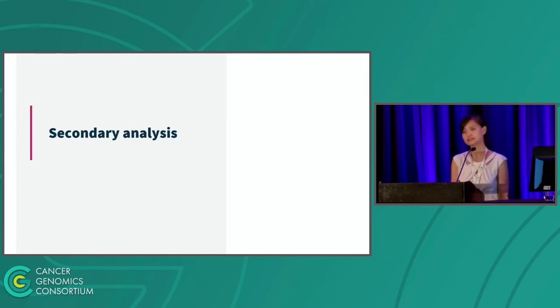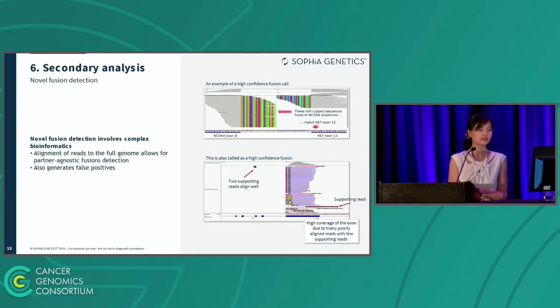All right, so far the aspects that I've discussed are related to trying to avoid false negatives. Now I'd like to talk about some secondary analysis considerations to filter out false positives. So novel fusion detection involves complex bioinformatics. At the core, though, it involves the alignment of reads to the whole genome and then looking for split alignment, so where reads are aligning to multiple places in the genome.